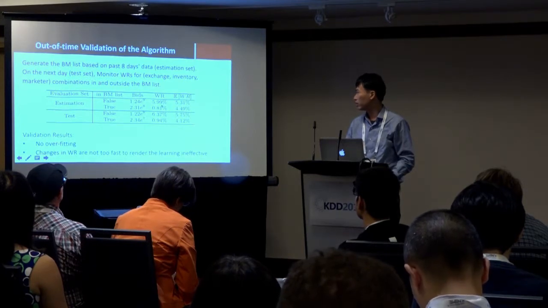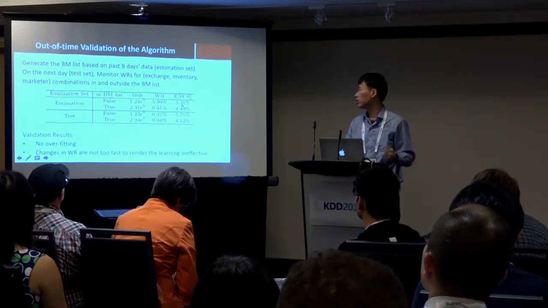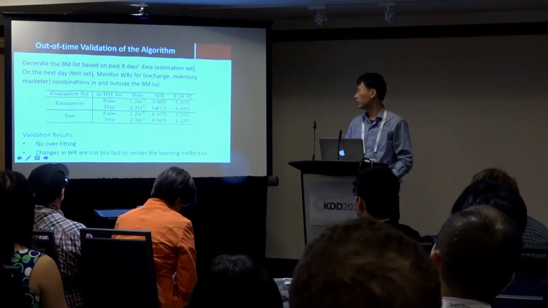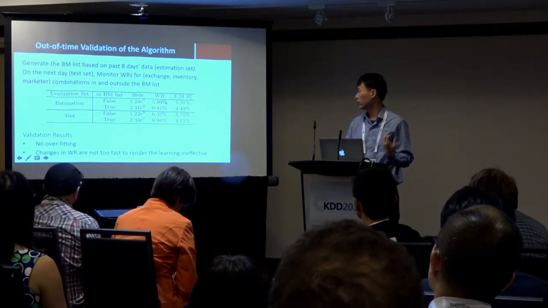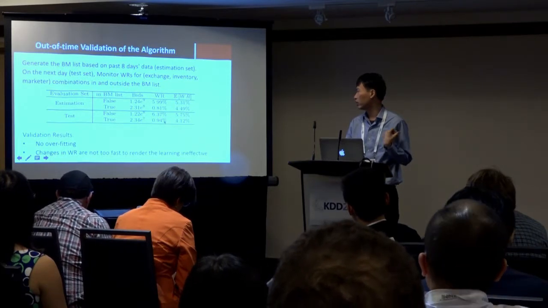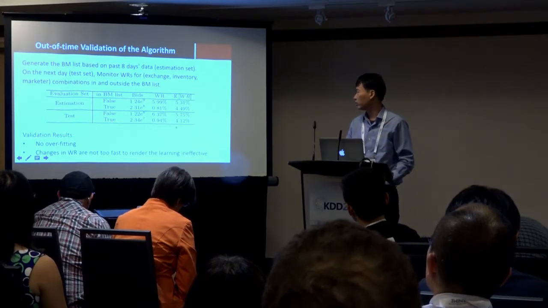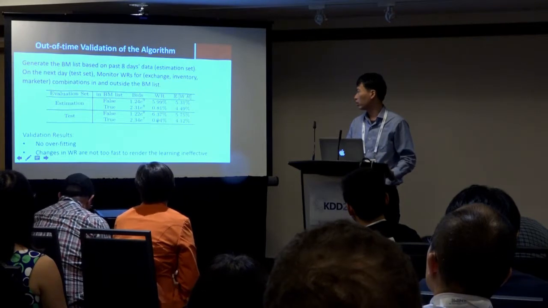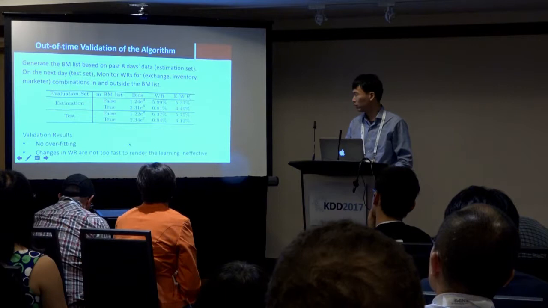As you can see in the training set, in the estimation set, if you're not in the blacklist, your win rate is pretty close to your expected win rate. But if you're in the blacklist, your win rate is much lower than the expected win rate. And also the win rate is much lower than if you are not in the blacklist. And all of this is true in the test set, because as you can see in the test set, if you are in the blacklist generated by past data, in the next day your win rate is still much lower than the expected win rate, and also your win rate when you're in the blacklist is much lower than average. So that means we're not overfitting the data, and also the changes in win rates are not too fast to render the learning ineffective.